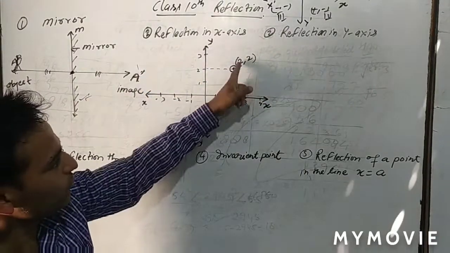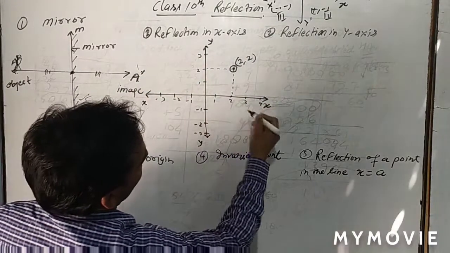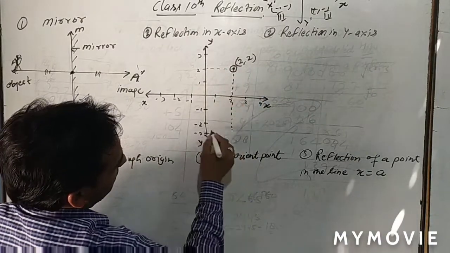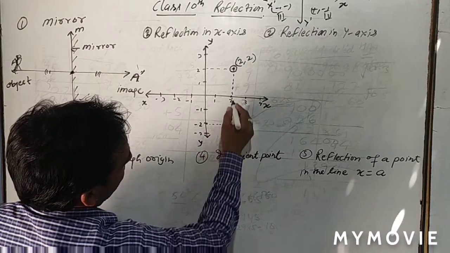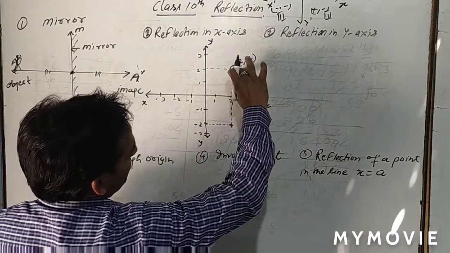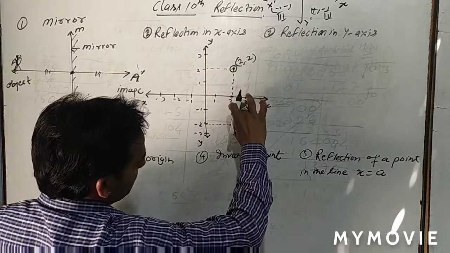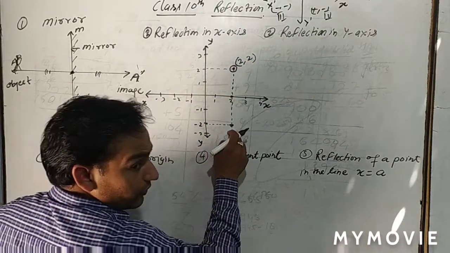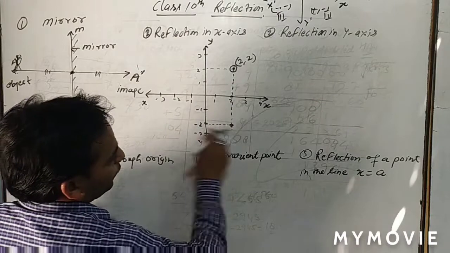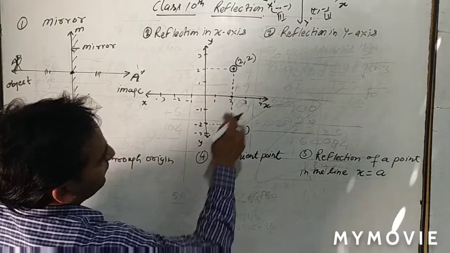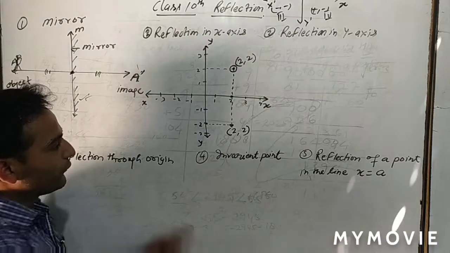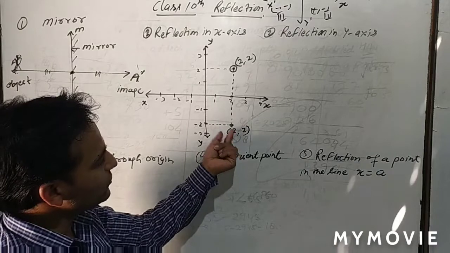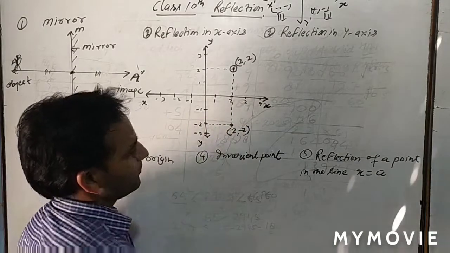This x-axis is the mirror, you are here. So in front of the mirror we will get our image here, at the same distance from the point. So if this distance is 2, this distance will also be 2. This is the first, second, third and fourth quadrant. So in the fourth quadrant we will get a point, and this point will be (2, -2). In the fourth quadrant we have x, that is abscissa, 2, and the ordinate is -2, so minus.